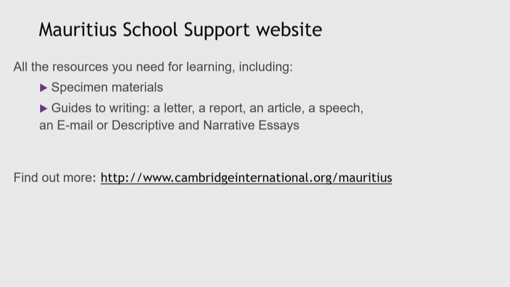For more information about text types, you can consult the Mauritius Schools Support Hub, which does not require any login or password. This site can be accessed on www.cambridgeinternational.org/Mauritius. This site will help you in your learning by providing you with resources on specimen materials, guides to writing a letter, a report, an article, a speech, an email, or descriptive and narrative essays.